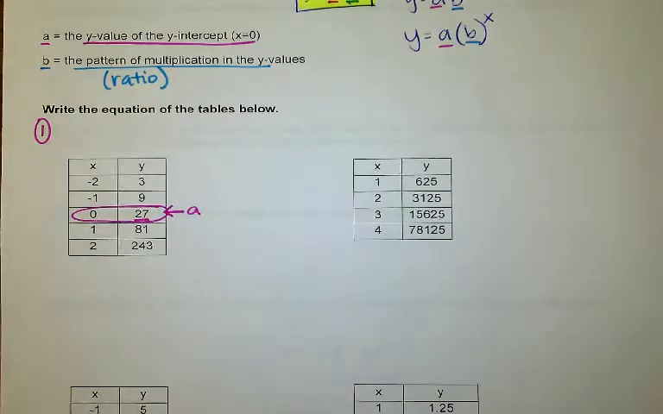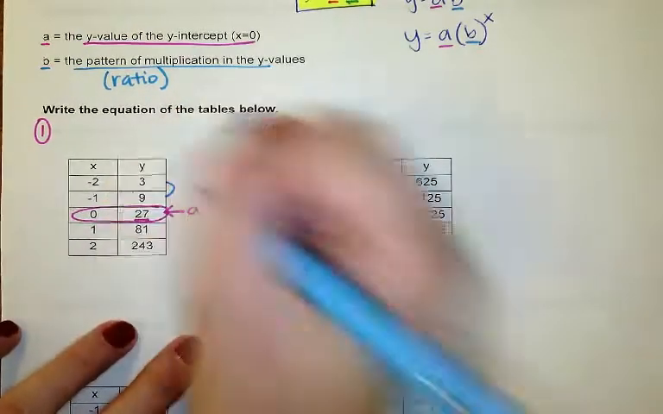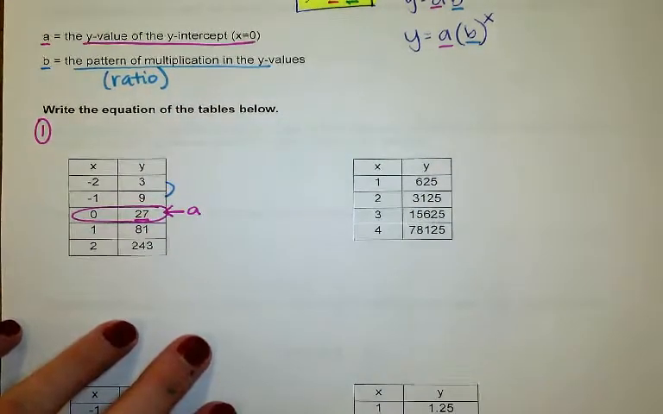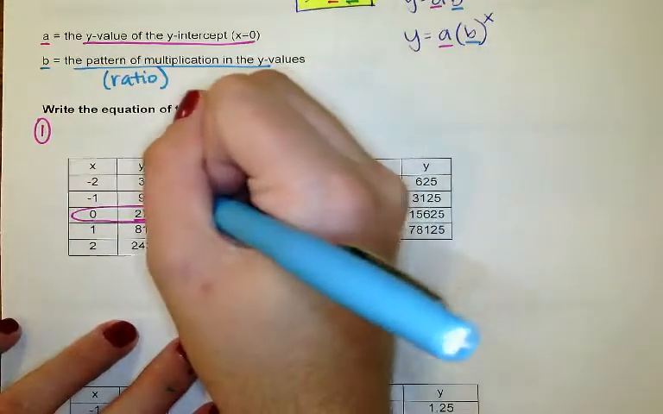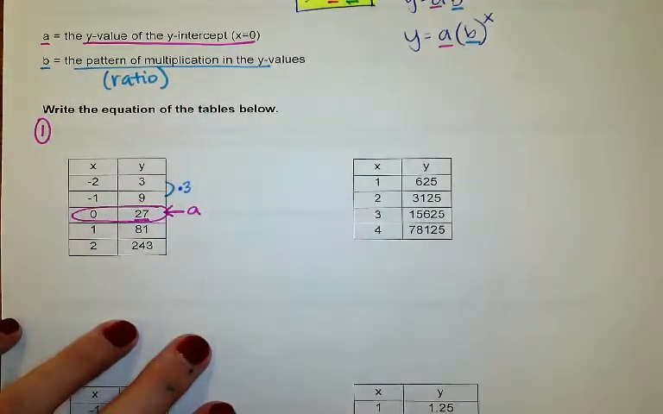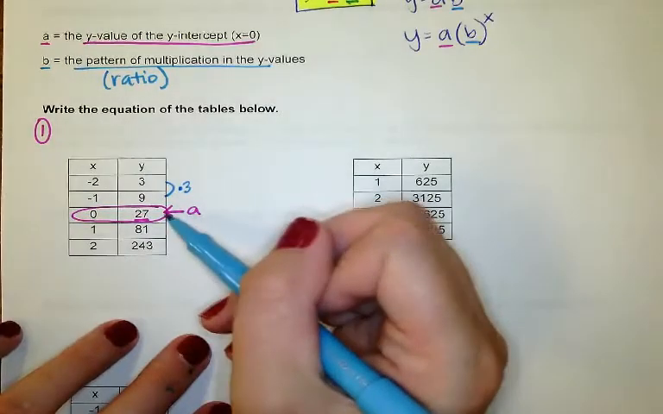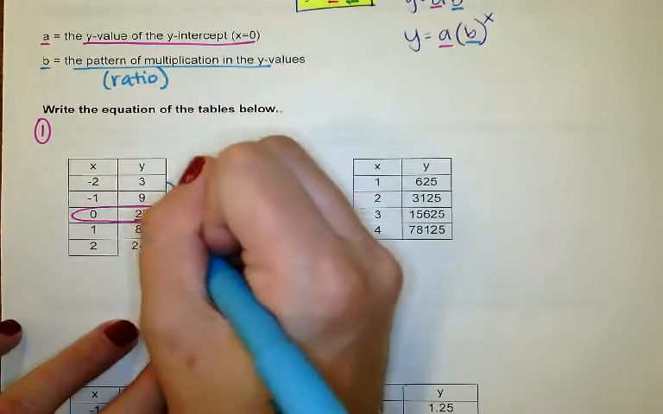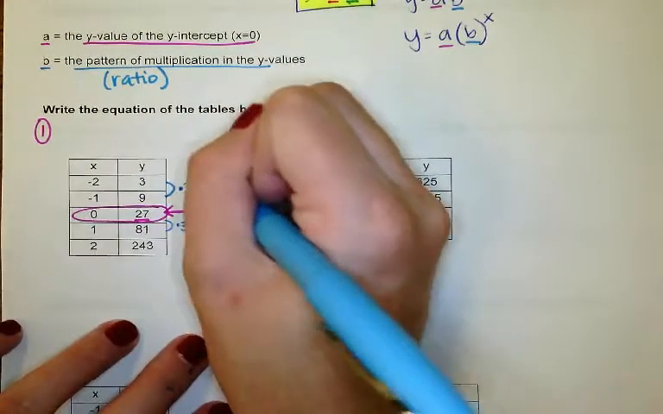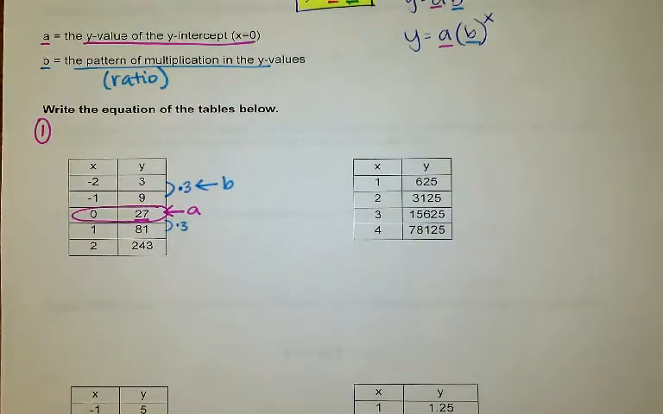What is my b value? What is the multiplication pattern? What is the ratio to get from 3 to 9? Multiplying by 3. Now let's double check it. 9 times 3 is also 27. 27 times 3 is also 81. We are multiplying by 3 every time. So this right here is my b. So guys, if we know the a and we know the b, can we write our equation?